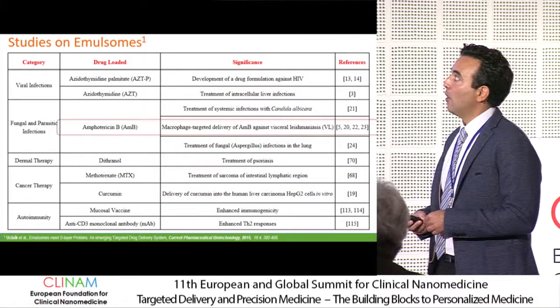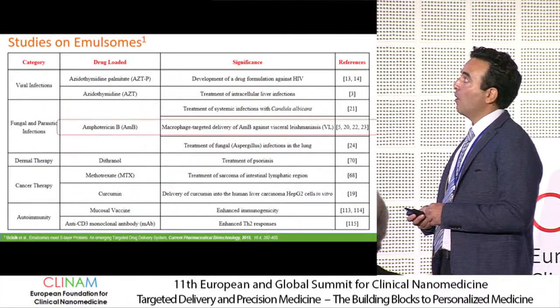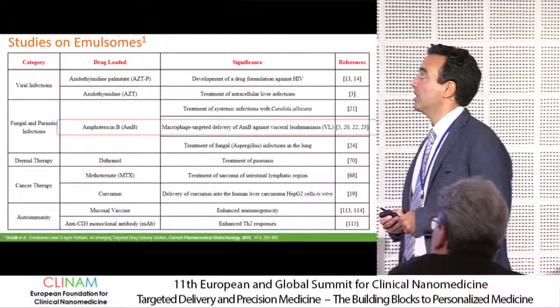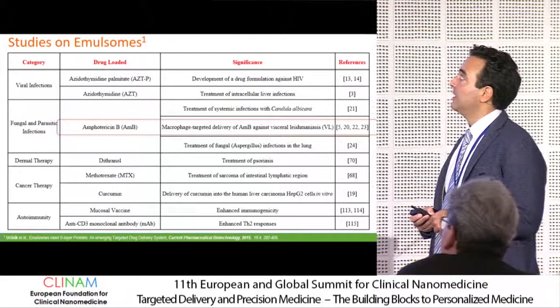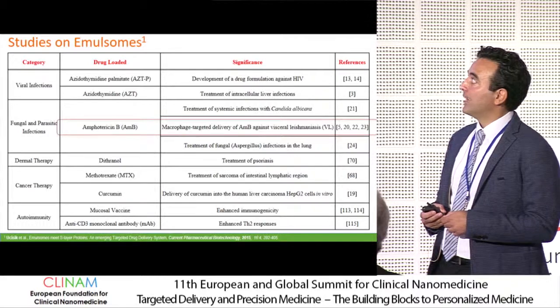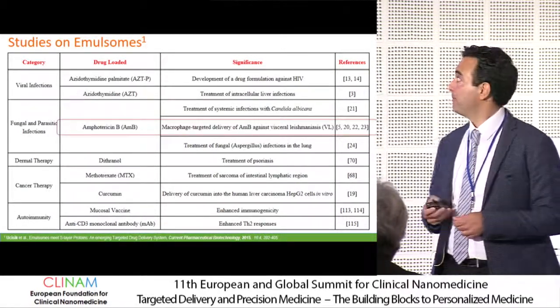Several studies have already been reported in the literature on different types of diseases, including viral infections as well as autoimmunity. Among them, there are also amphotericin B formulated emulsions present for macrophage-targeted delivery.